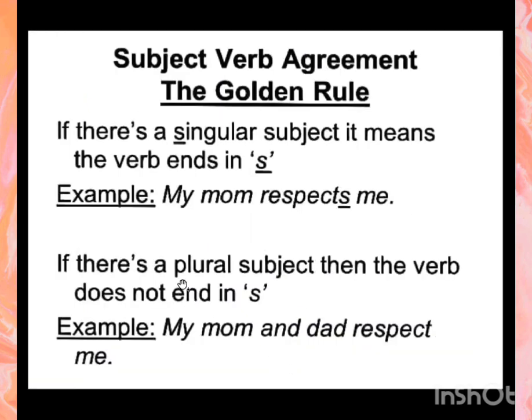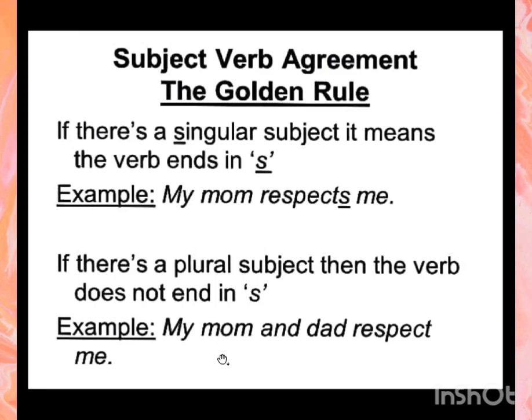The next important rule is subject-verb agreement, the golden rule. If there is a singular subject, it means the verb ends in S. My mom respects me. You can see that respects, mom is the singular noun and the verb is having S. If there's a plural subject, then the verb does not end in S.